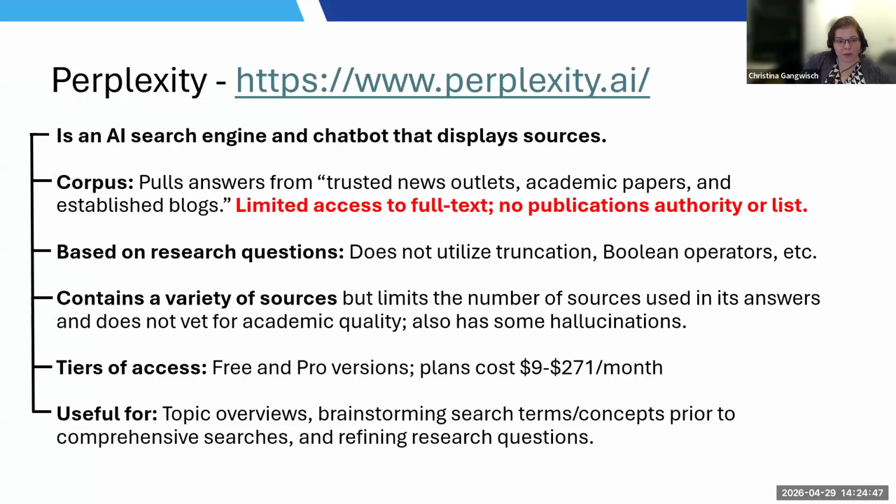So just going back though to Perplexity. When I would start with Perplexity, I would explain to students that it's really an AI search engine with chatbot features. And one thing that it could do is link to the source content, because it's a grounded tool. I would let them know that what it was really helpful for is topic overviews, brainstorming search terms and concepts, and then helping them refine their research questions.